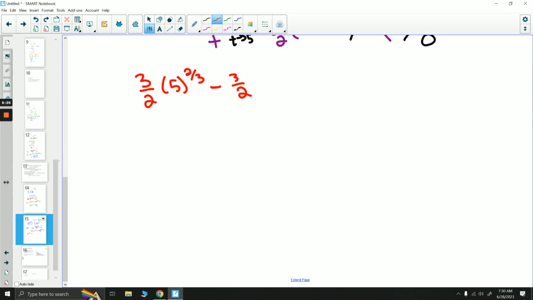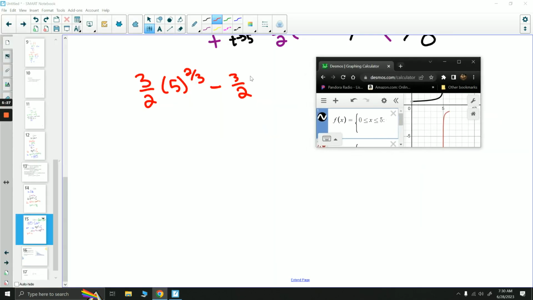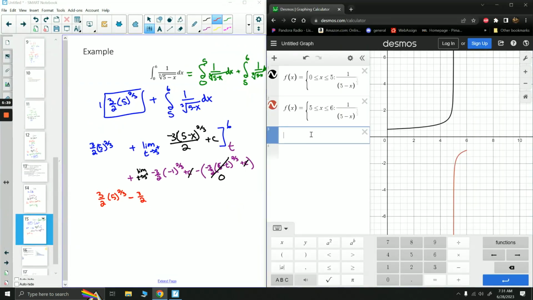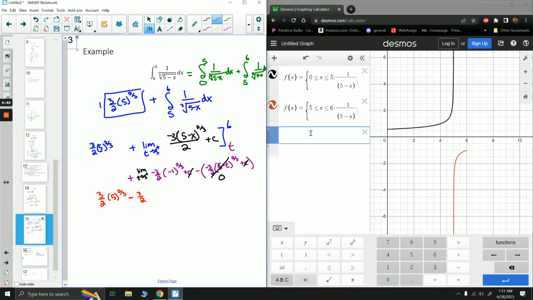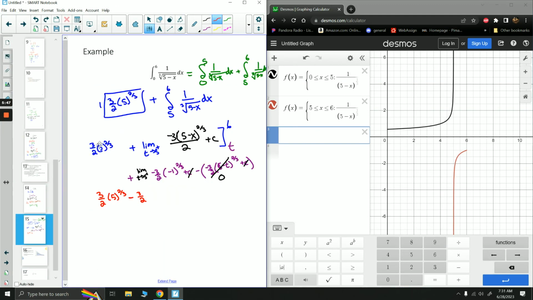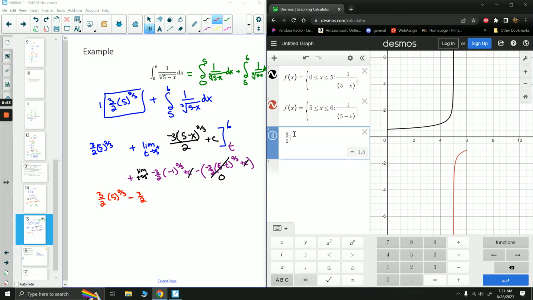Okay, so if we take a look at this thing, they both have a 3 over 2, so we could technically factor out a 3 over 2, but it wouldn't really make it look any better, so I'm not going to bother. Okay, so let's find what that point is. So we have 3 over 2 times our 5 to the 2/3 minus 3 over 2. Okay, so it's 2.8 something.